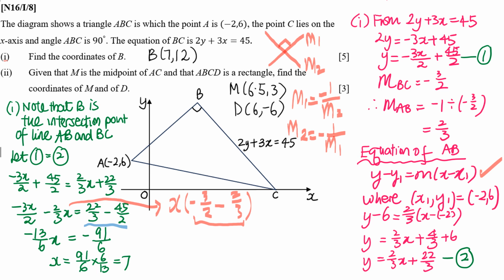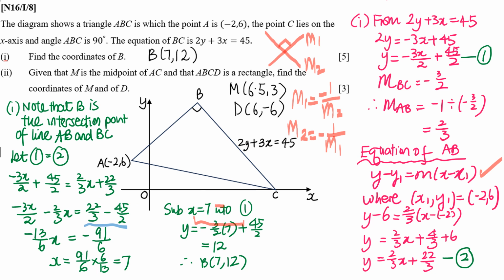So x is 91 over 6 divided by 13 over 6. Flip the fractions, or you can simply use a calculator. You will get x equals 7. So the x coordinate of point B is 7, and we're not done yet. You have to substitute into equation 1 or 2 to find the y coordinate. In this case, I substitute into equation 1. So the y coordinate is 12. Therefore your point B is (7, 12).